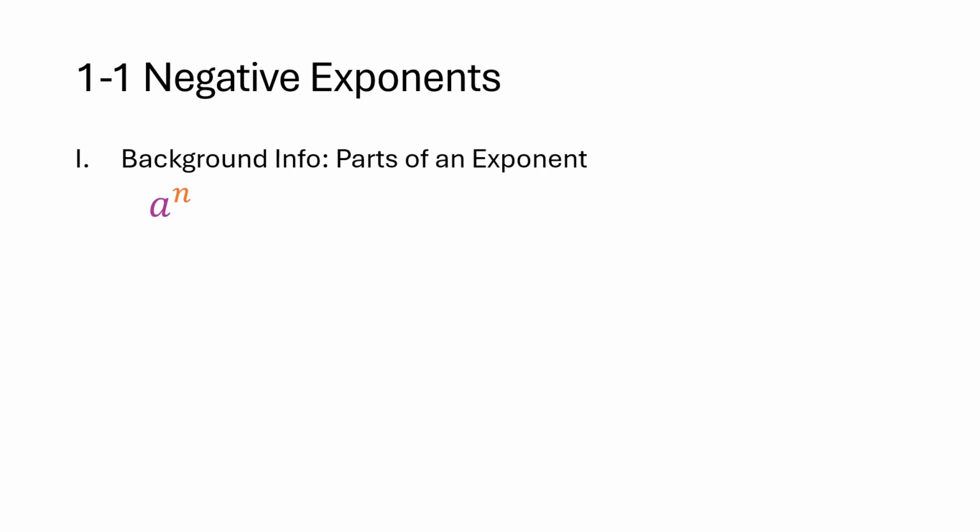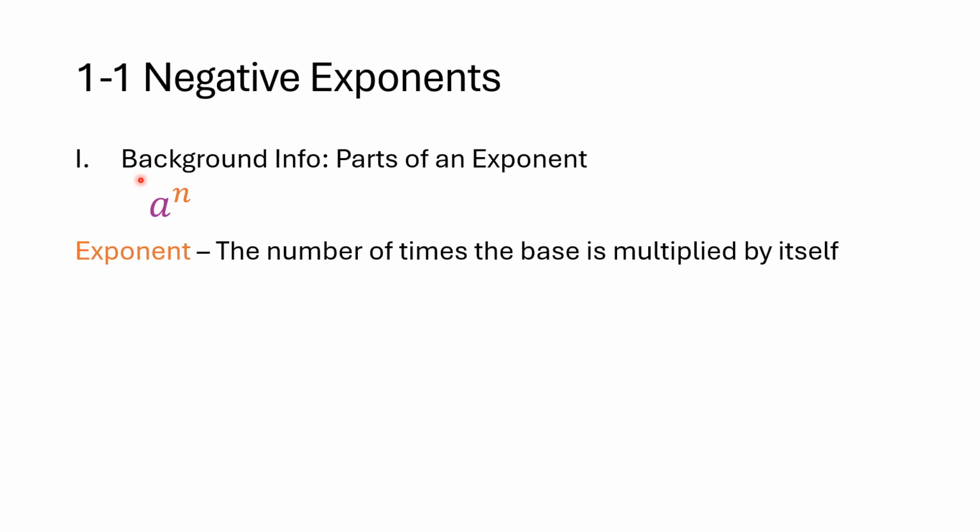The next piece of background information we have to talk about is the parts of an exponent. The first part we have is the actual exponent. That's going to be this little number up here. I put an n, which just stands for any number. All right, and the exponent is the number of times the base is multiplied by itself.